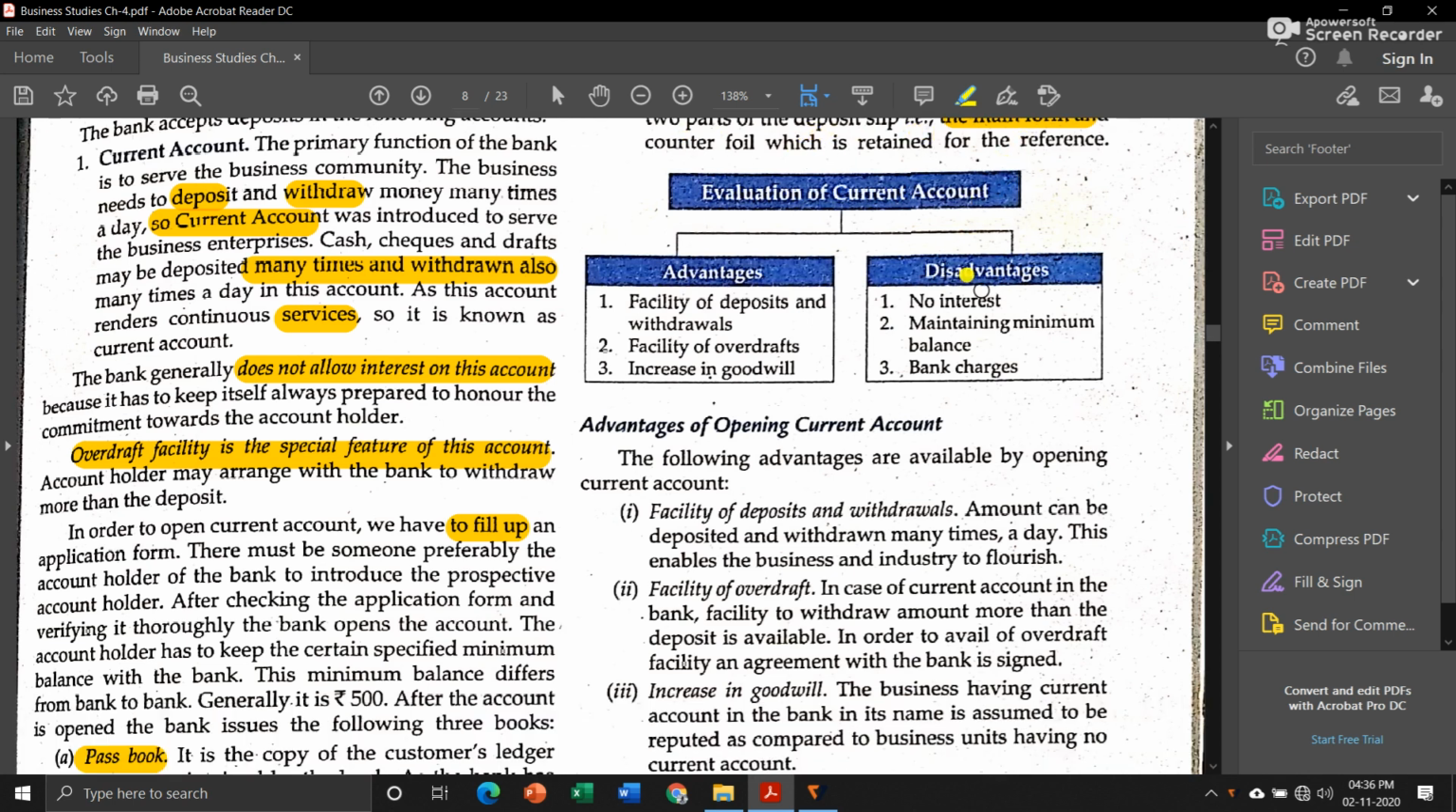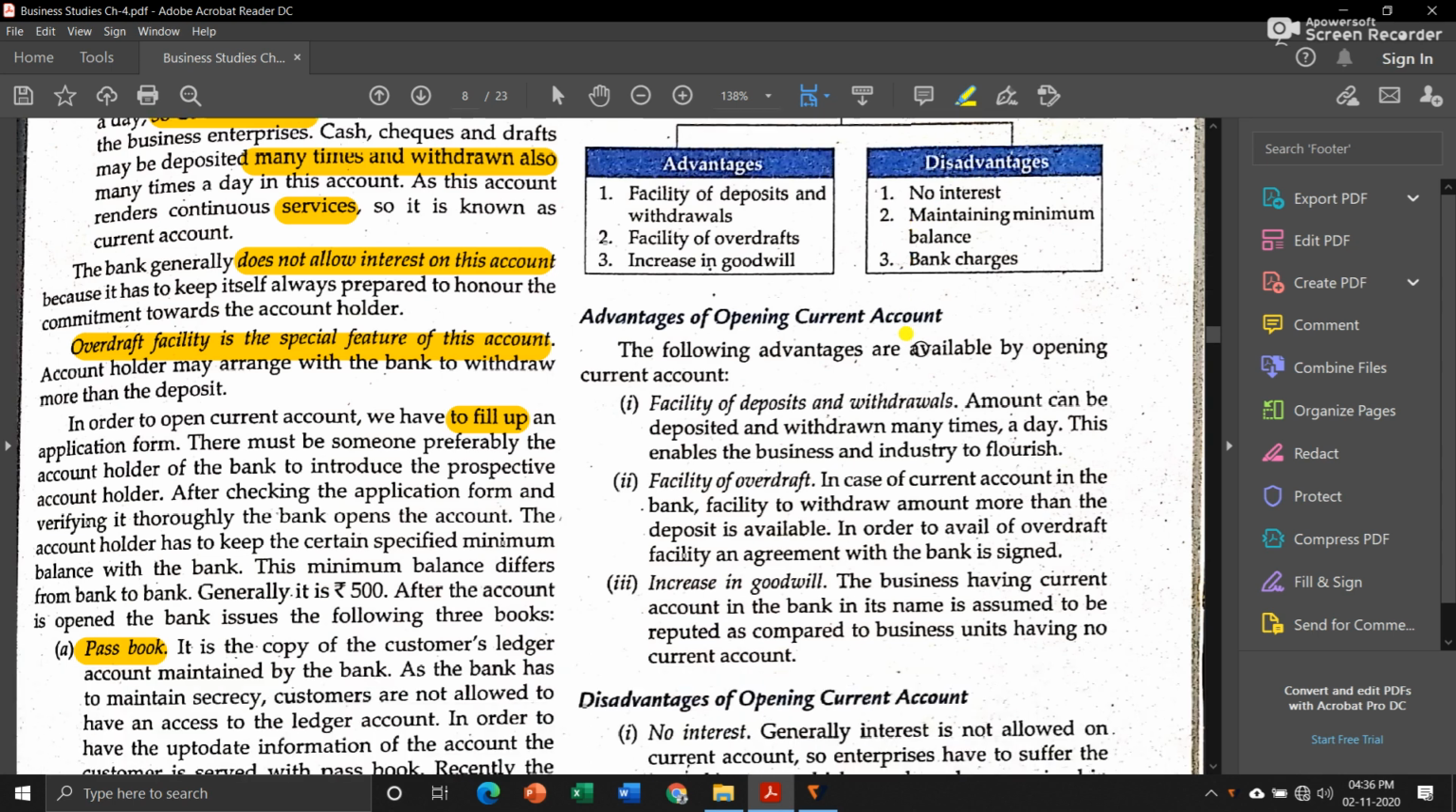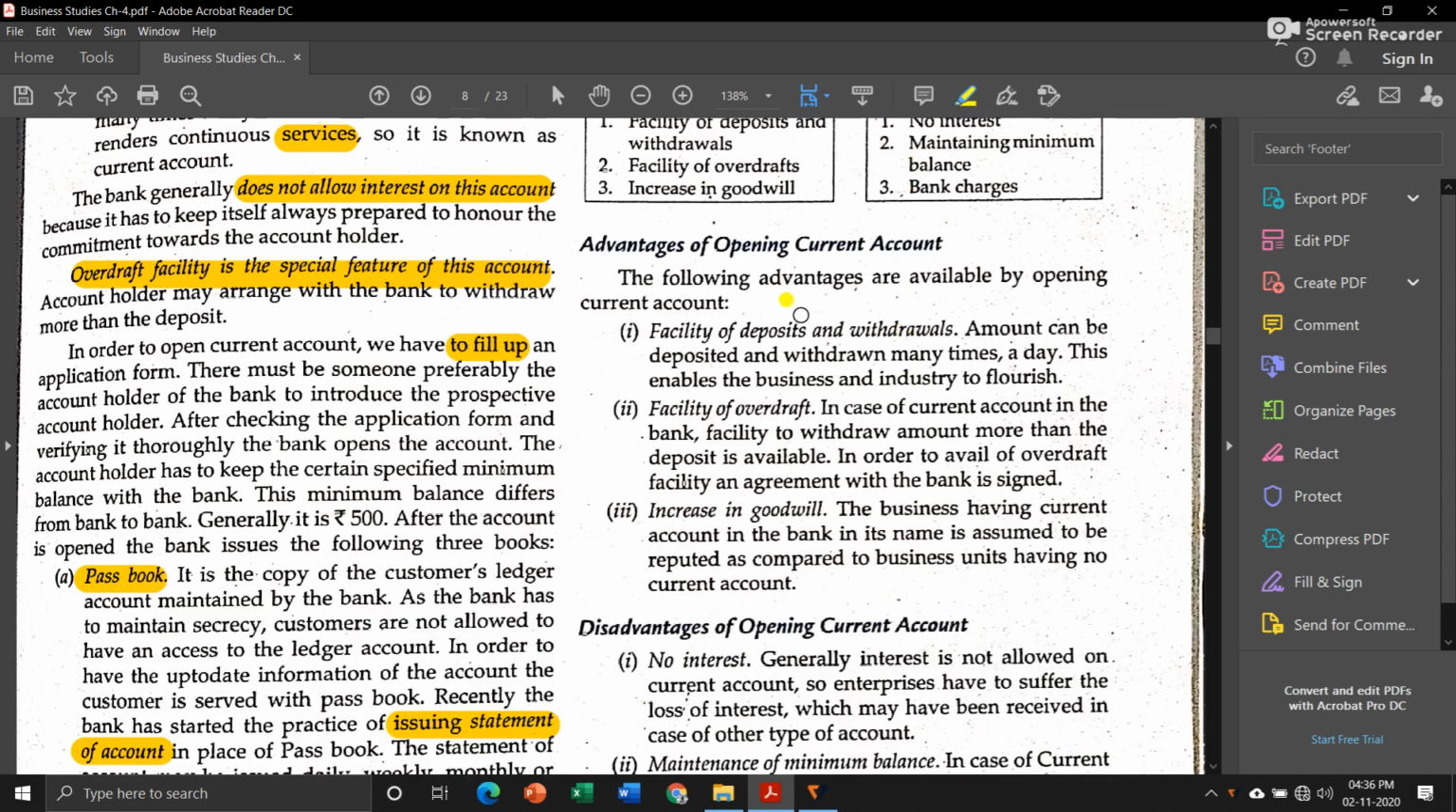Now let us see some advantages and disadvantages of a current account. When we talk about advantages of opening a current account, it provides facility of deposits and withdrawals. Amount can be deposited and withdrawn many times a day. Usually this facility is not available on all accounts, but in a current account you can deposit and withdraw as many times as you want in a day.